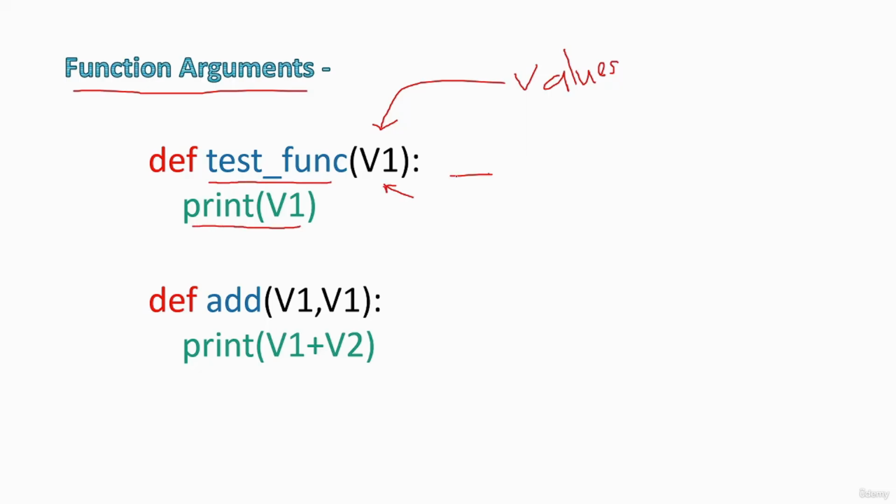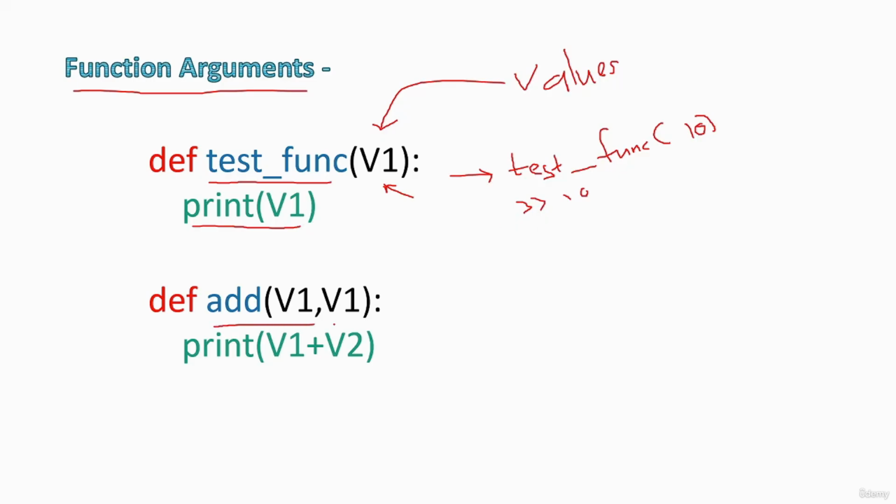Now let us take a look at what will happen when running this function. To run this function, we have to specify the function name, testfunc. Then we can pass any value as an argument. Imagine I am passing the number 10. Then the output will be 10, because this function is printing the argument.